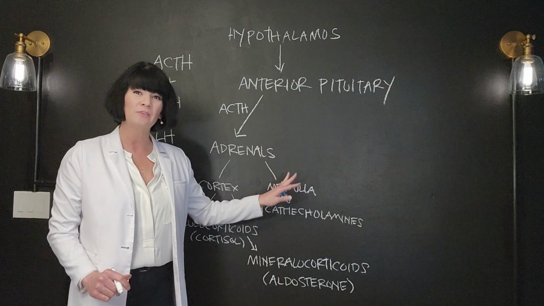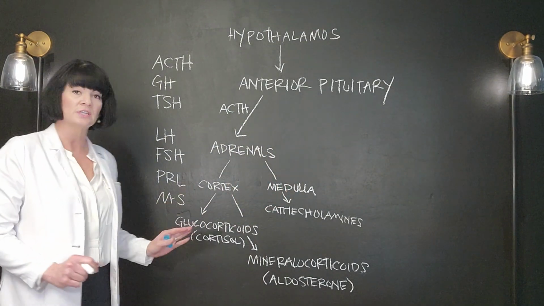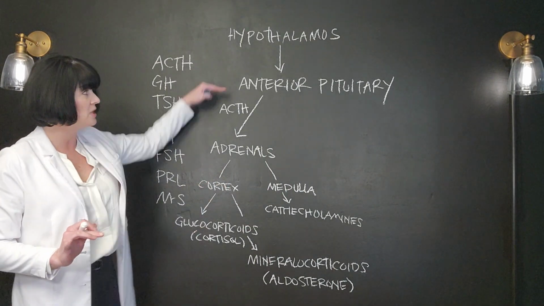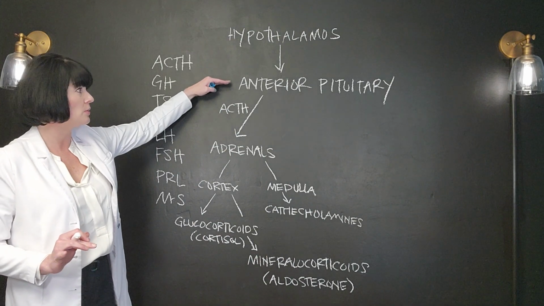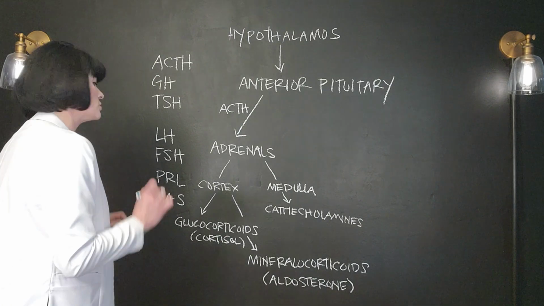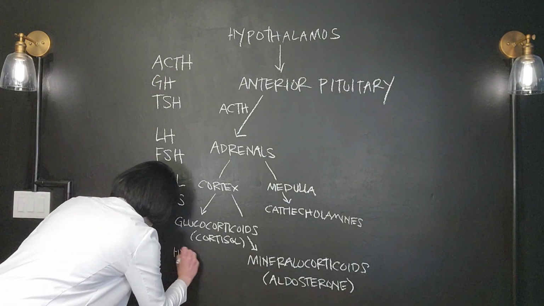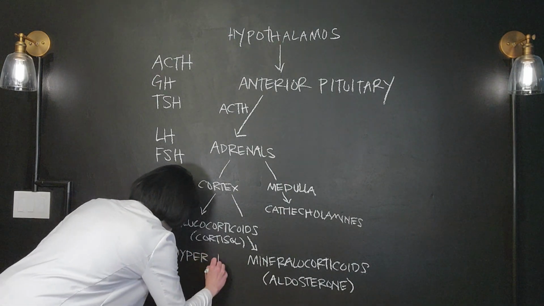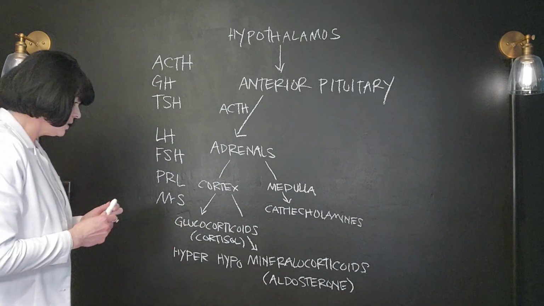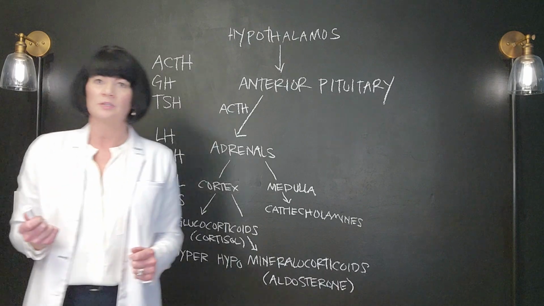Now, while we don't specifically cover hyperfunction and hypofunction of the cortex, known as hypercortisolism or hypocortisolism, you do need to understand it because with the anterior pituitary, we are covering the hyper and hypopituitarisms. So we have both hyper and hypo. As you're looking at these, guys, look at your prefixes.